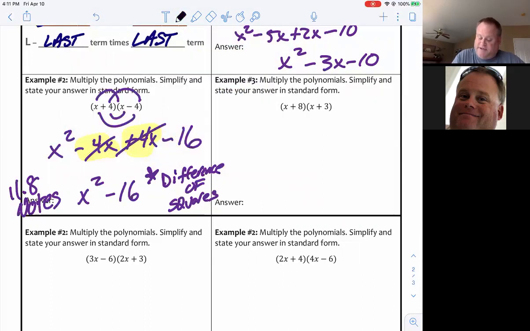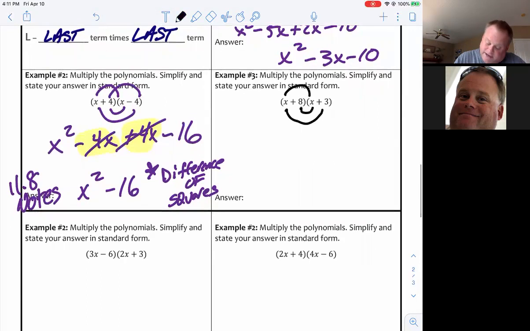(x + 8)(x + 3). Binomial times a binomial. I'm going to FOIL: first, outside, inside, last. First: x times x. Outside: x times 3. Inside: 8 times x. Last: 8 times 3.